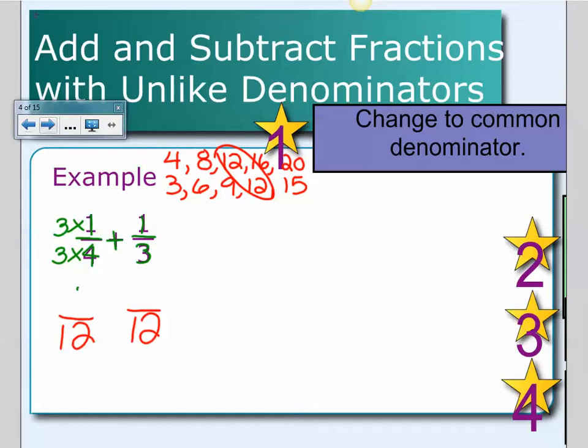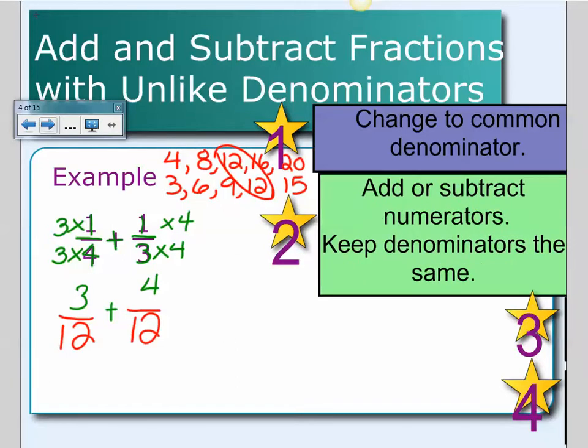So 1/4 becomes 3/12. On the right side, I need to turn a 3 into a 12 now, so 3 times 4 equals 12, so I'm going to multiply the top and bottom both by 4. So 1/3 equals 4/12. So now that my denominators are the same, I'm hoping that you see this is like a problem, kind of like what we were doing on those maps today.